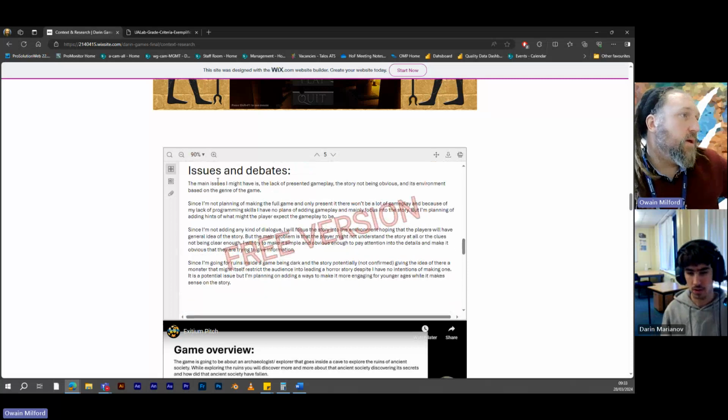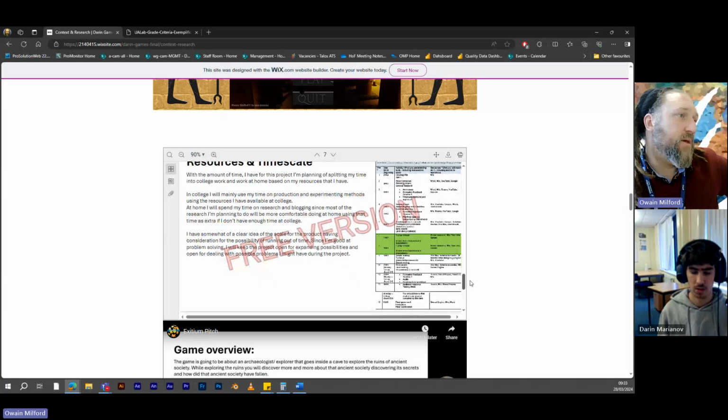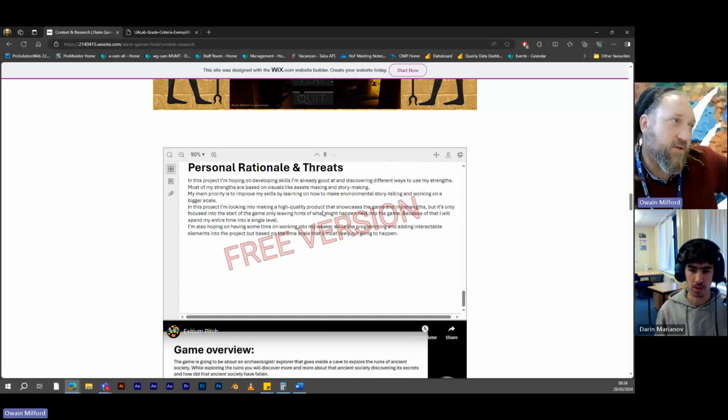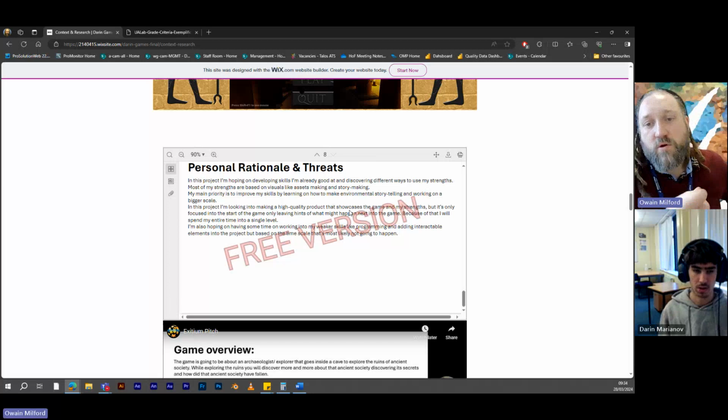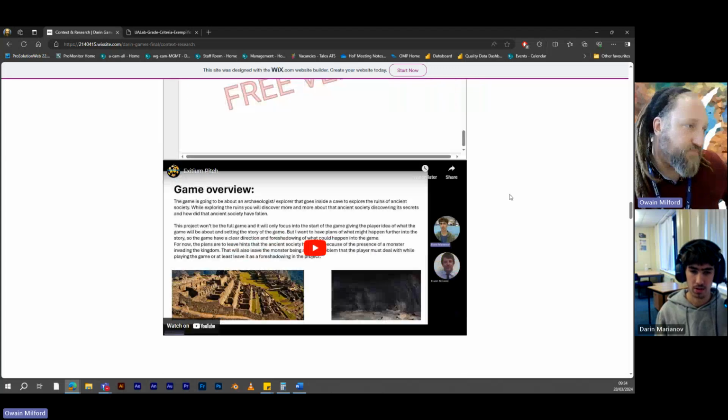And then some issues around here in terms of problems you're going to encounter or issues that might come up, and then a solid research plan. And then that ties into your proposal with your resources and timetables and then personal rationale. So again, really good documentation of the processes that you're going through and how you're reflecting on what you need to achieve and where you're going.